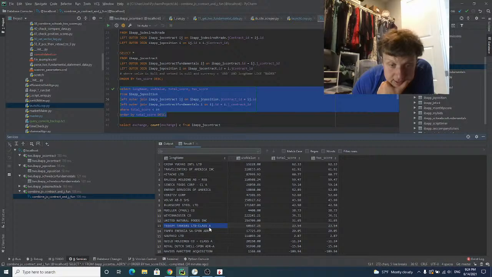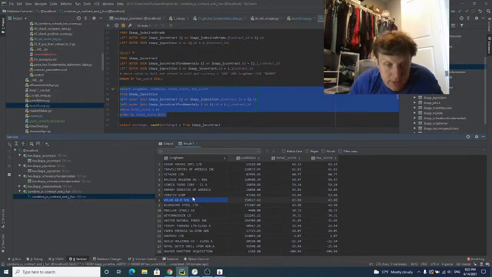TK Tankers. Natural Foods. I'm going to keep Weyerhaeuser, as I've mentioned before. Blue Scope Steel I can sell. Volvo. It's another one that could be interesting. Do I want to keep Volvo? Now that's an important question.